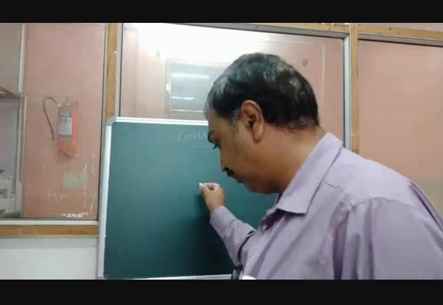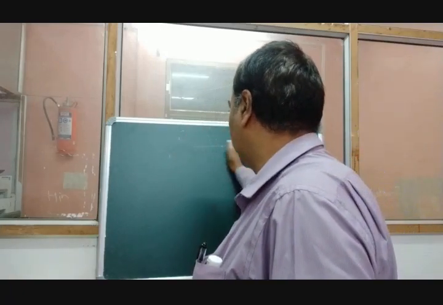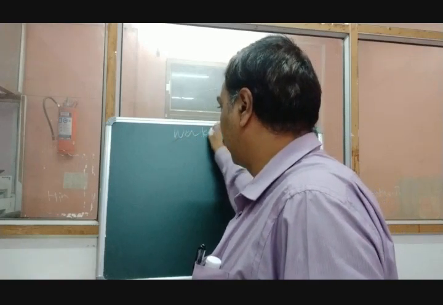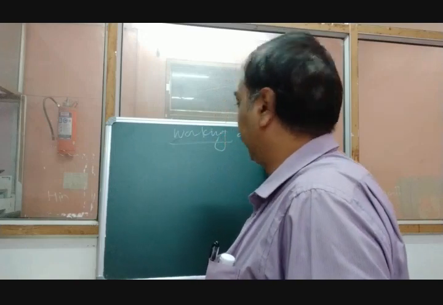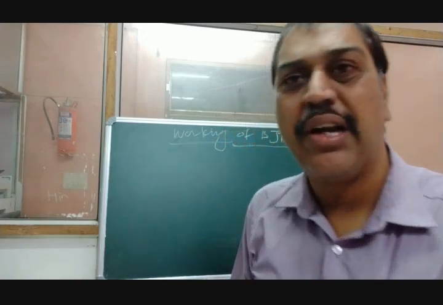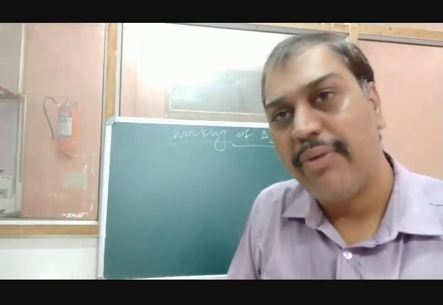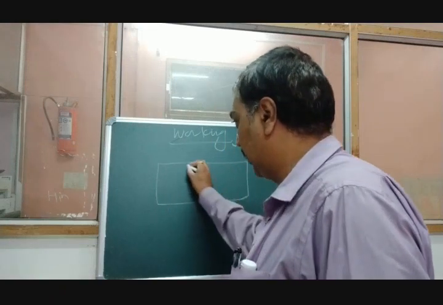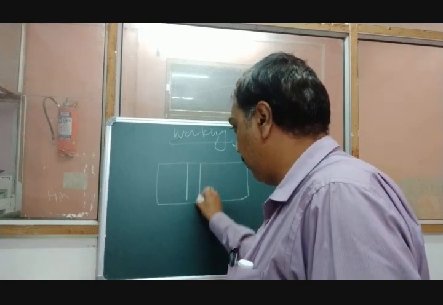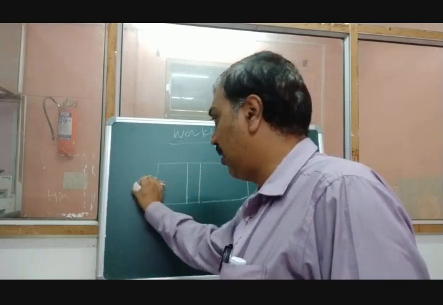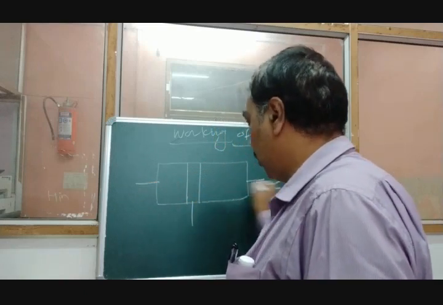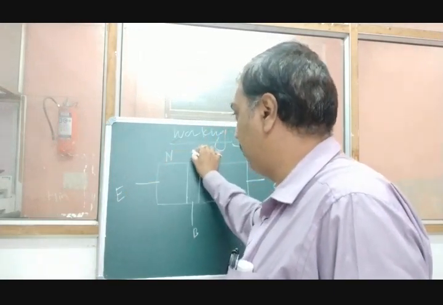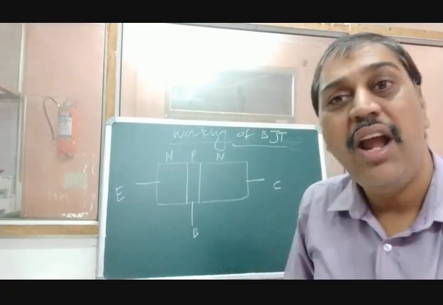Now let's start with the working. This is the construction we have seen. Now let's go to the working of the transistor. How the transistor works. Working of BJT, bipolar junction transistor. How will it work? It's a simple thing. We just have to draw the transistor. So let us draw. This is a transistor. This is the emitter, this is the base, and this is the collector. These are the 3 terminals: collector, emitter, and base. Suppose it consists of NPN semiconductor material, so it is said to be an NPN transistor.